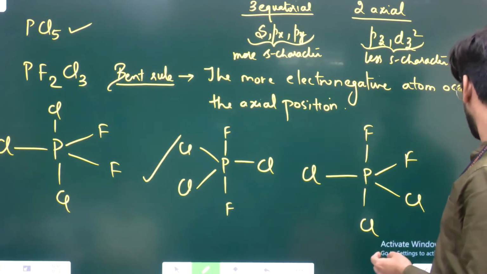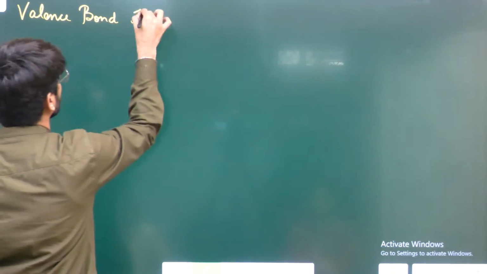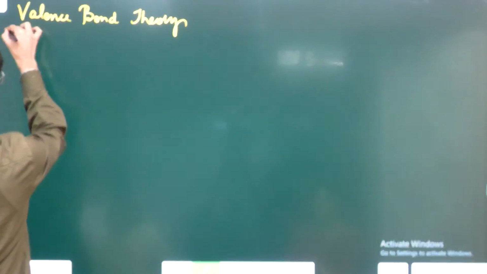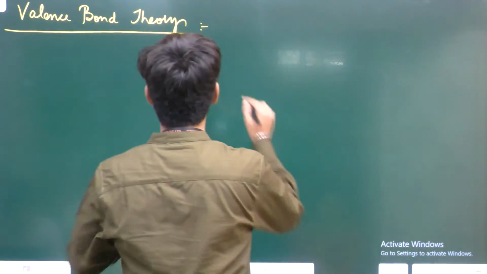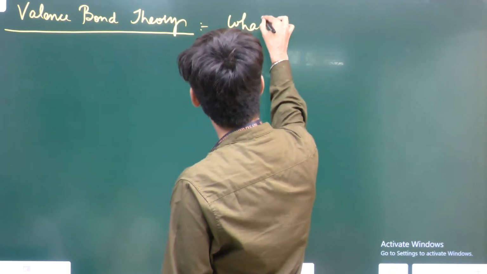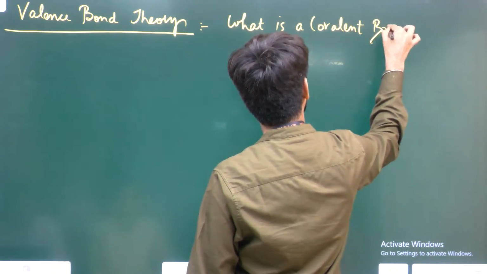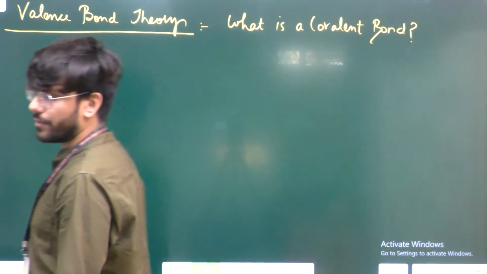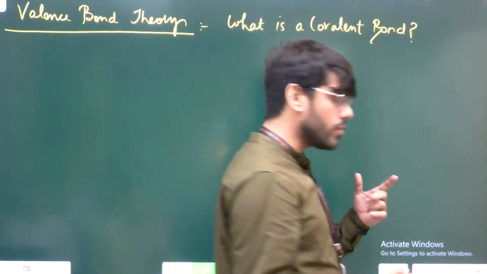Yes, sir. Okay. Next, let us discuss the valence bond theory. Now, what does valence bond theory talk about? The formation of a covalent bond. ठीक है. Now, if I ask you, what is a covalent bond? In which both the atoms are sharing their electrons. Mutual sharing of electrons.